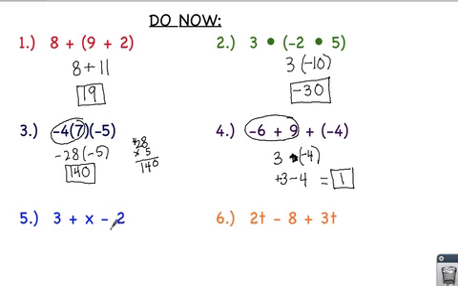For number 5, we combine like terms. So we have positive 3 and negative 2, which are both constants. 3 and negative 2 give us 1, and then I have a positive x. Since 1 is positive, I can put a plus sign here. I wrote this as x plus 1 and not 1 plus x, so that it's in the standard form of a polynomial.